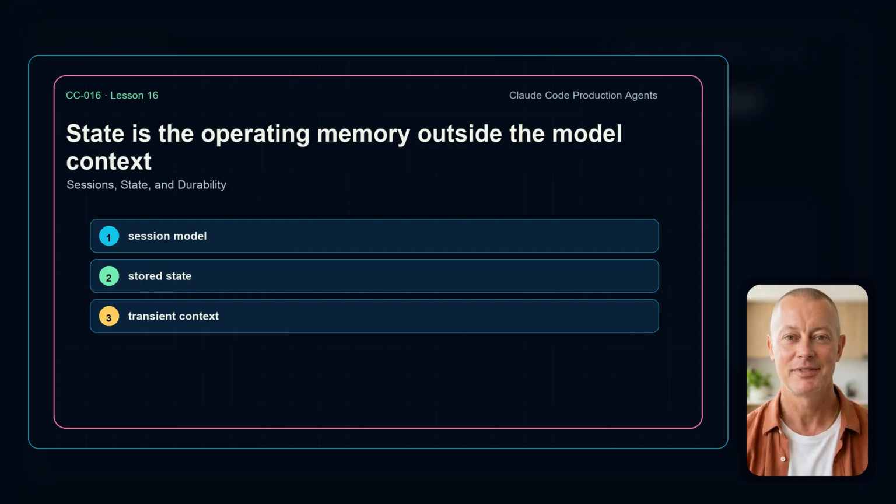The core idea is this: state is the operating memory outside the model context. Prompts are not enough. A session needs an identity, a durable store, a replay trail, and a handover note that explains what changed and why. Treat the session as an operational artifact, not a chat history. It should answer who started the run, which inputs mattered, which artifacts changed, and which questions remain open.